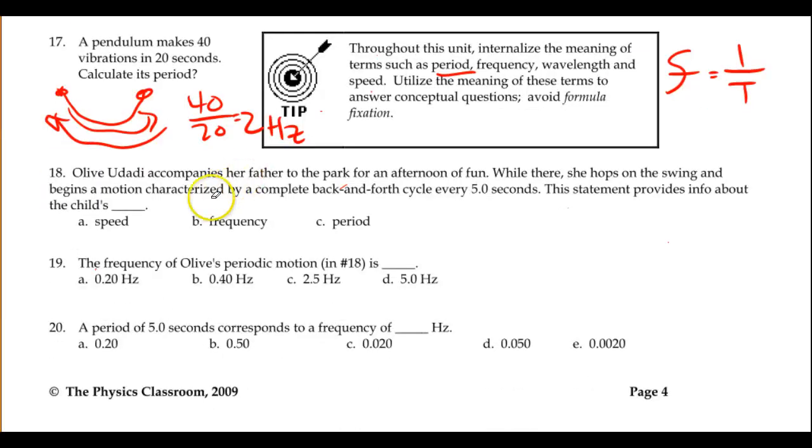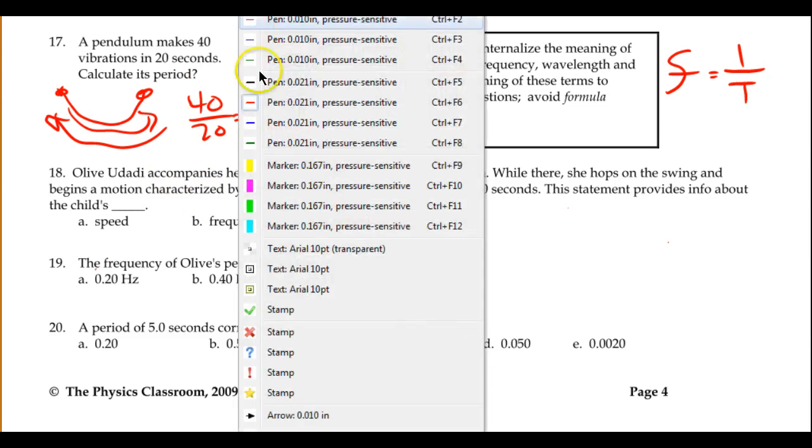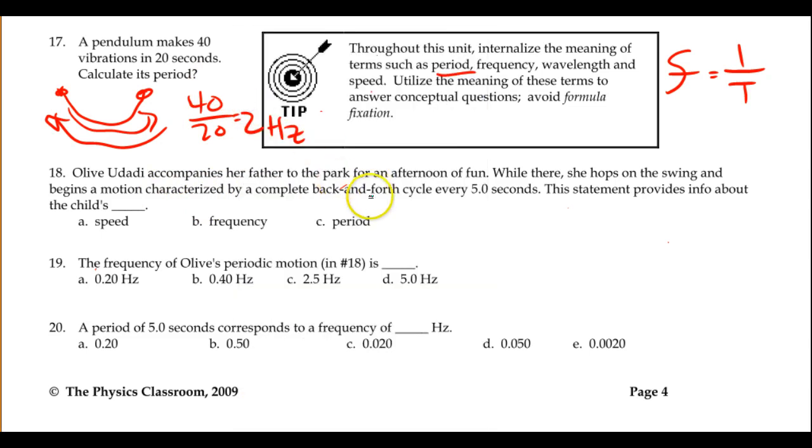Okay, in this part we're looking at Olive, and Olive is swinging back and forth 1 time every 5 seconds. Now that statement could provide us with the period, 5 seconds, but we could also calculate the frequency because we have 1 cycle every 5 seconds. So as long as you know one of those, you always know the other. If you know the period, you know the frequency. If you know the frequency, you know the period. They are simply the inverse of each other.